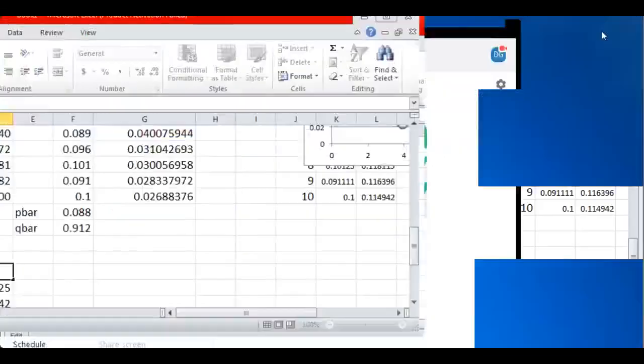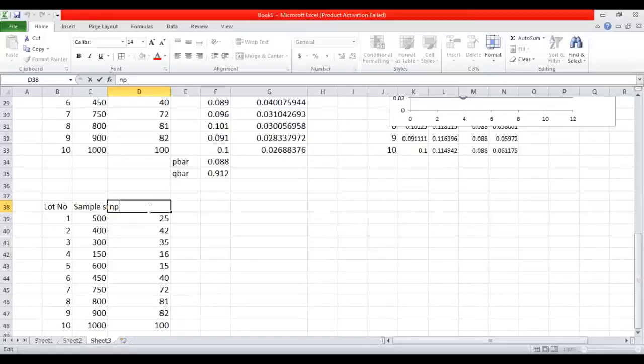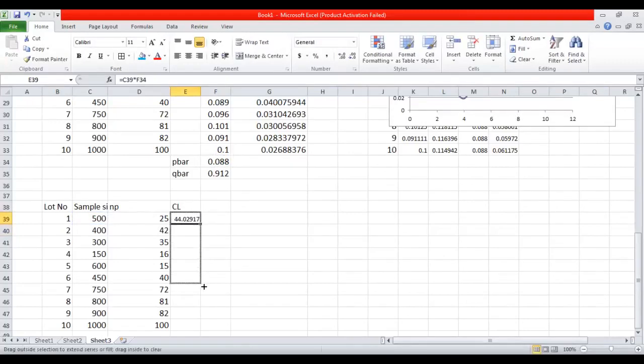So the same problem I'm saying about NP chart. So these are the D values. We want the CL now. So what is CL actually? N into P bar, right? So N into P bar means, what is the N value we have considered here? The sample size, that is equal to N, into, we got the P bar value already. So this is the value. So similarly, the CL value will be changing for all the values.